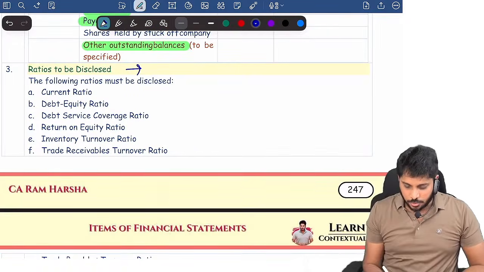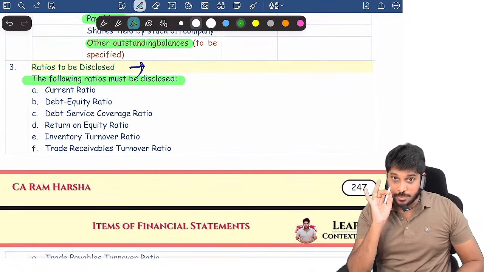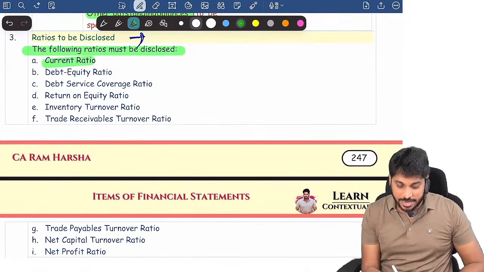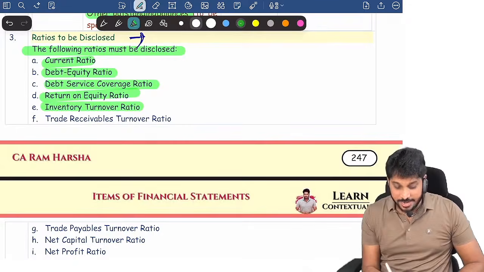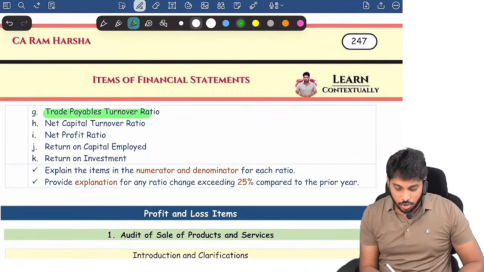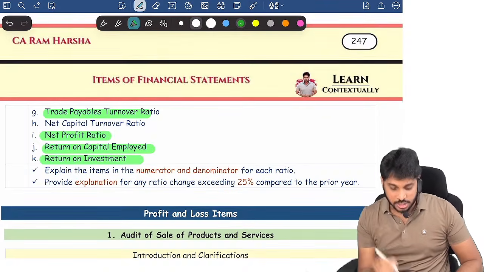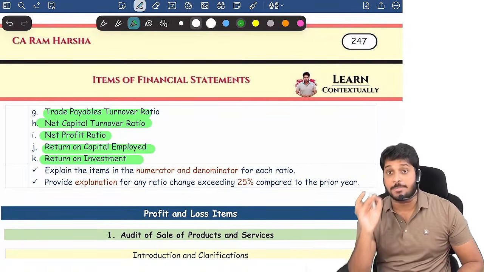Okay. Now, key ratios we need to disclose. What are the key ratios? The following ratios must be disclosed: current ratio, debt equity ratio, debt service coverage ratio, return on equity, inventory turnover, trade receivable turnover, trade payable turnover, net profit ratio, return on capital employed, return on investment, and net capital turnover ratio. All these ratios the company has to disclose.